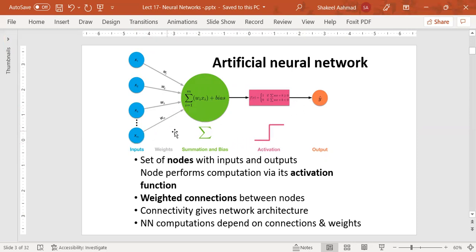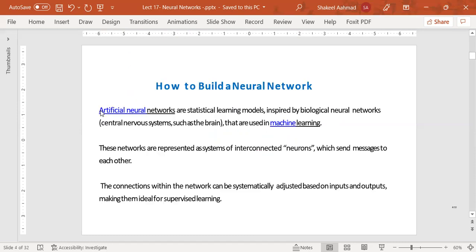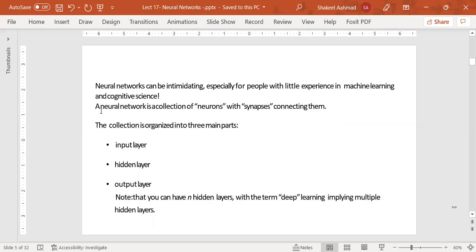The connectivity between the nodes and the different layers provides a network architecture. Neural network computations depend on connections and weights. And with the help of neural networks, we can calibrate weights depending on the required output. And this is the most powerful feature of neural networks. In this lecture, we will discuss how we can build a neural network to solve the XOR problem.